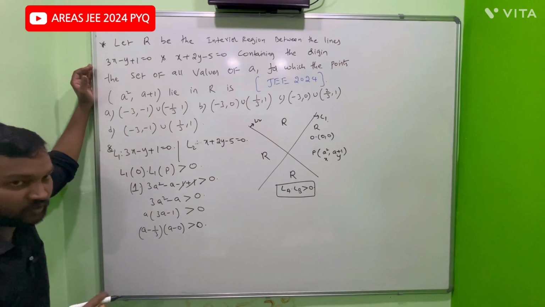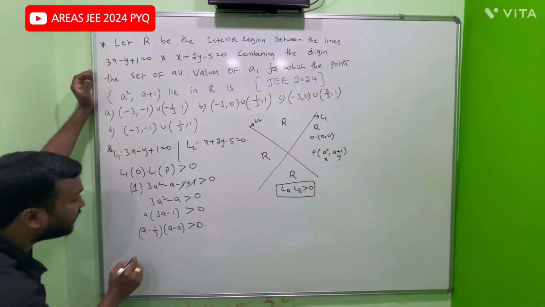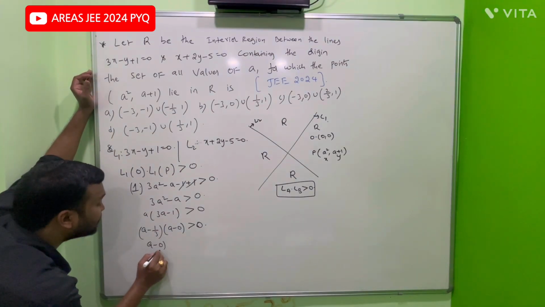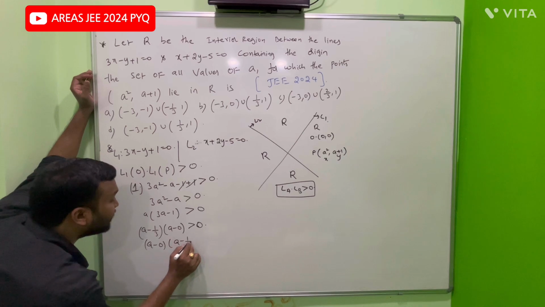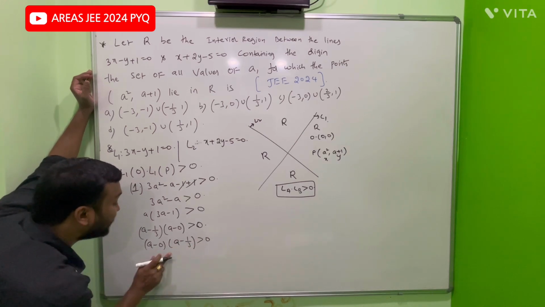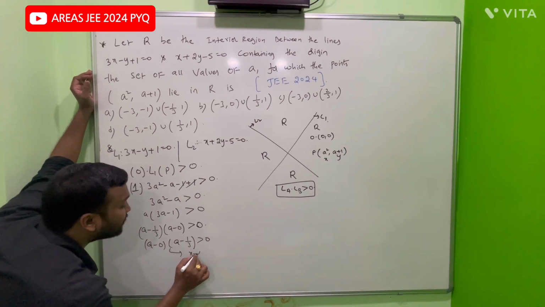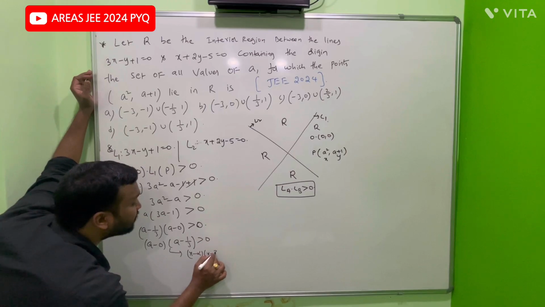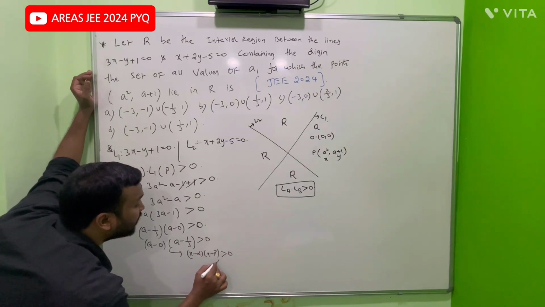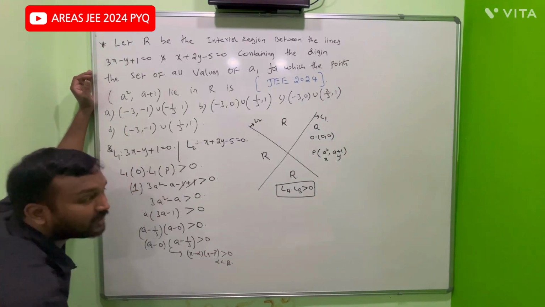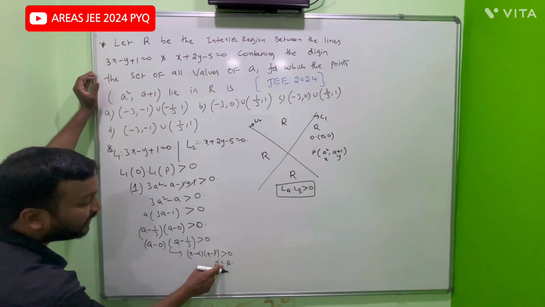3 sent to that side. So that is here 0. So we can write here a minus 0 into a minus 1 by 3 which is greater than 0. It is in the form of x minus alpha into x minus beta greater than 0, where alpha is always strictly less than beta. Alpha value is less than beta.